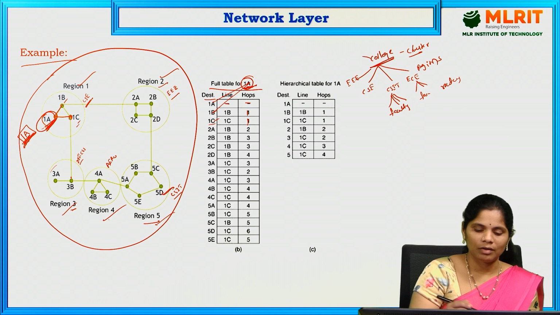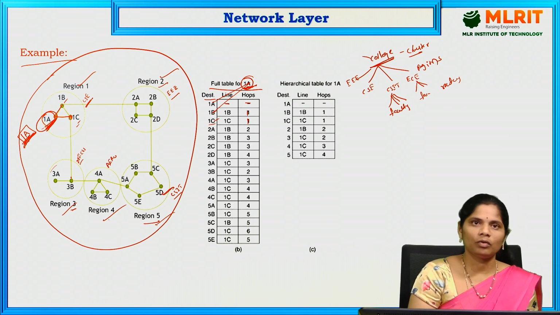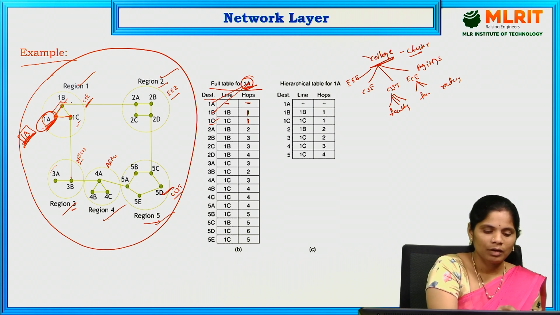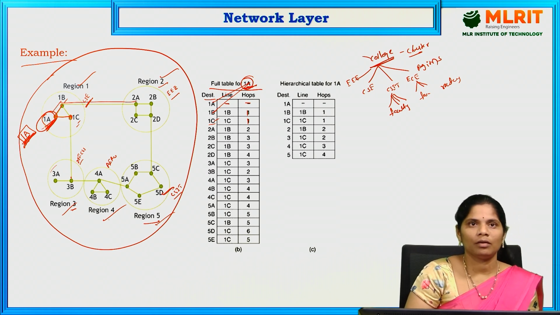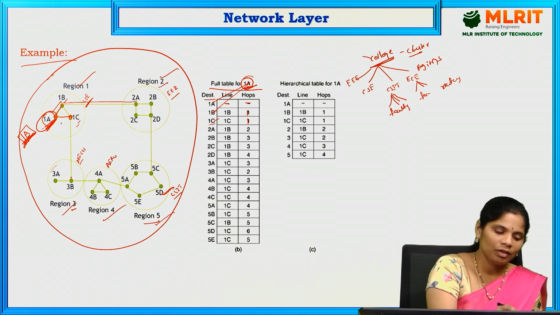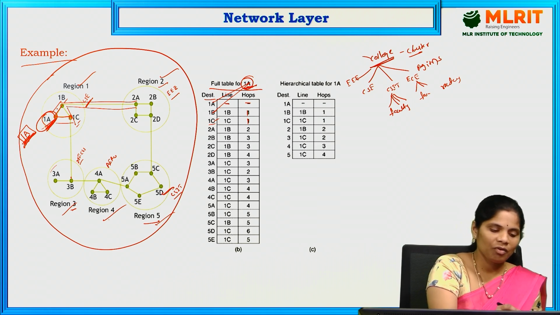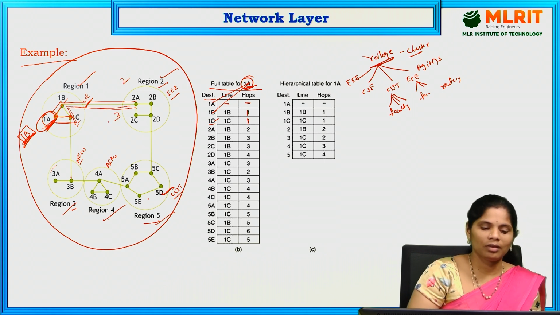That is also 1. From 1A to 2A, I have to travel. What routes are there for traveling from 1A to 2A? 1A to 1B, 1B to 2A. And there is one more route: 1A to 1C, 1C to 1B, 1B to 2A. This is also another route. But what is the best route? Here the number of hops is 1A, 1B, 2A, only 2. And if you go for this route, 1, 2, 3, 3 routers are there, 3 hops.